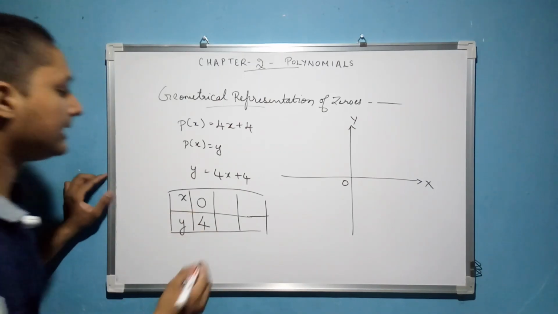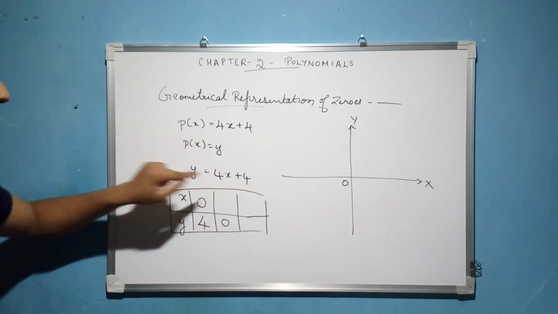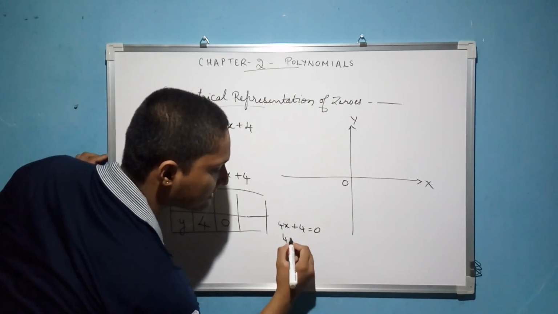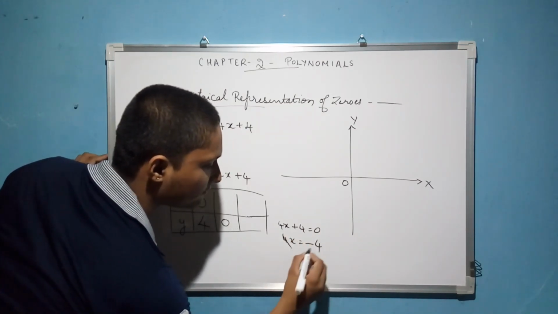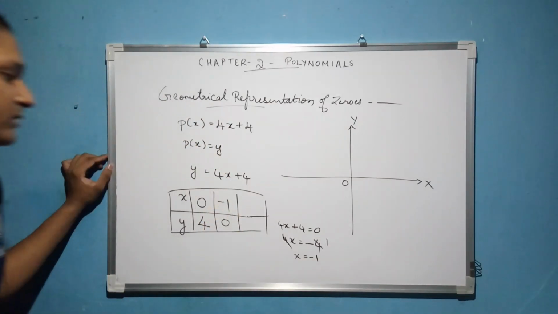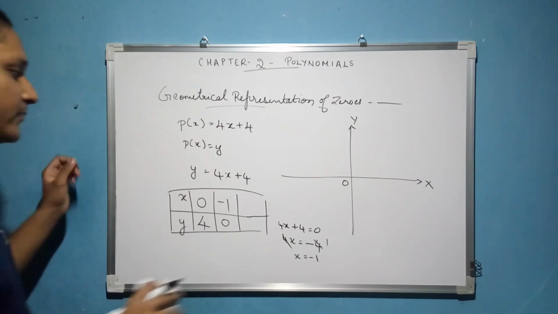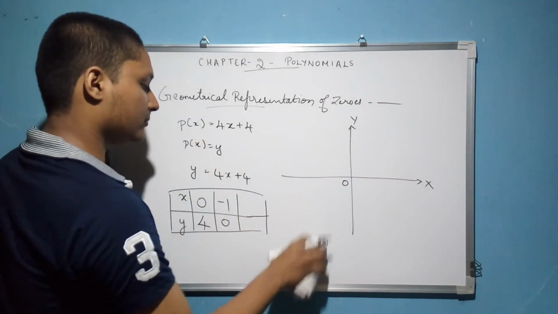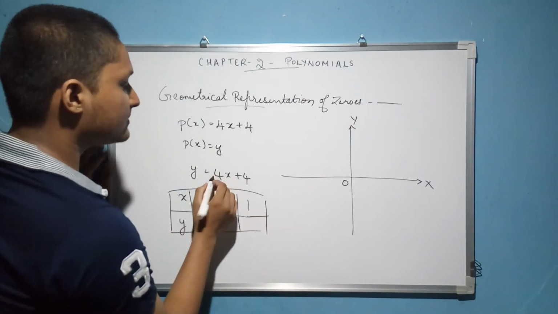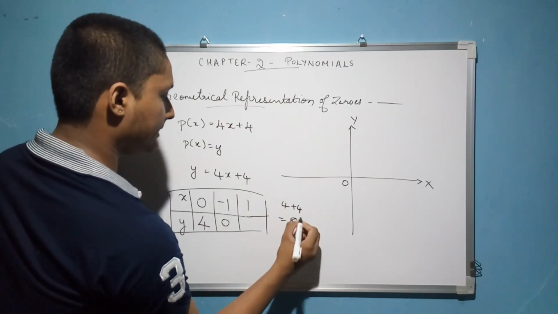Now I'll take y to be 0. That means 4x plus 4 is 0, or 4x is equal to minus 4. 4 and 4 cancel, this becomes 1. So x is equal to minus 1. Next I'm going to take some random number. Say I'll take 1. When I take 1, this becomes 4 into 1, that is 4, plus 4, that is 8.